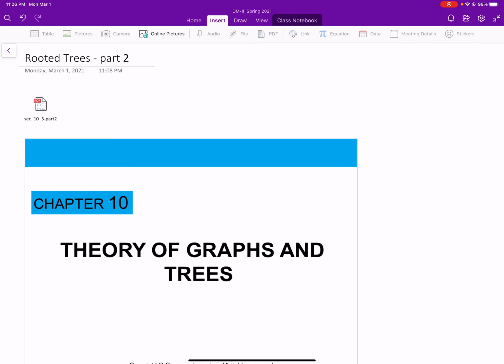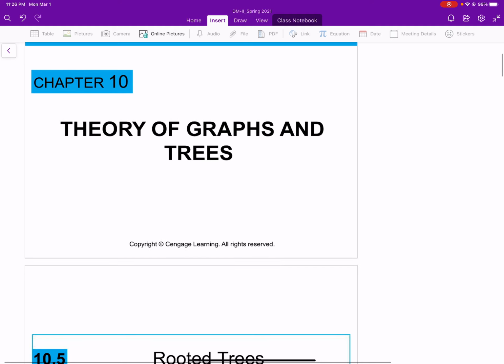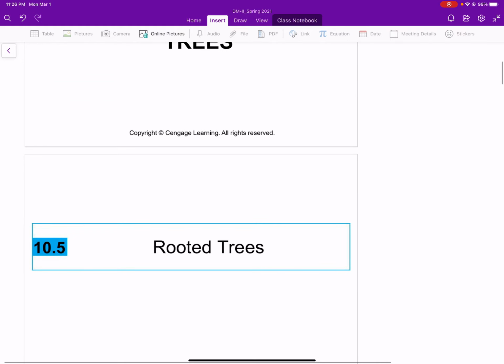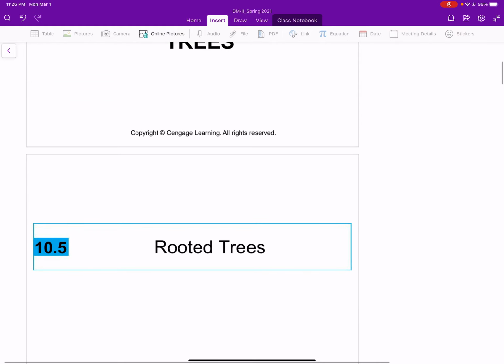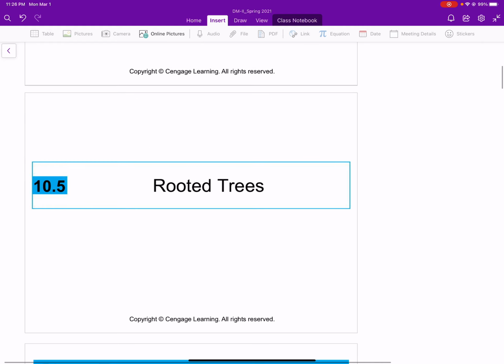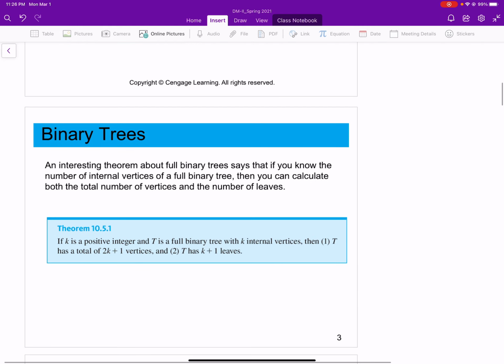Hello. Today we are going to discuss the second part of rooted trees. This is chapter 10, Theory of Graphs and Trees, section 10.5, Rooted Trees. Let's discuss the second part of the section. We discussed binary trees in the last class.